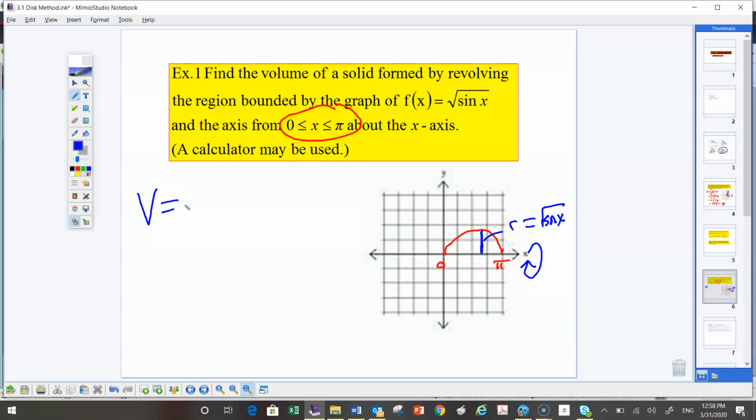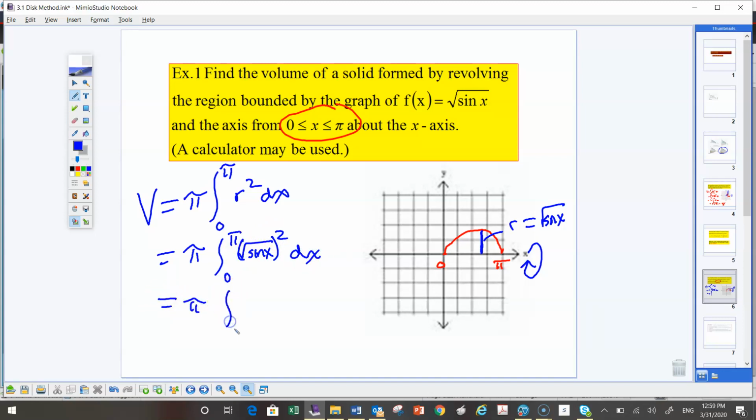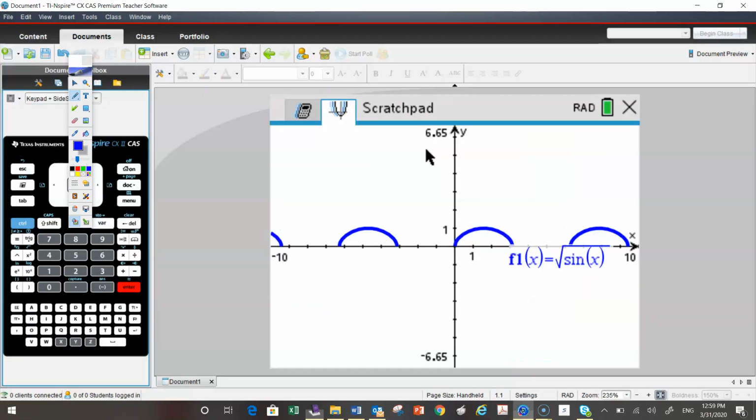So when I find the volume, I'll move the pi out front right away, the integral from 0 to pi of my radius squared. In this case my radius is the function root sine x, so it's root sine x all squared dx, and this works out quite nicely because if I square a root, the root disappears. So basically I need to integrate sine from 0 to pi, evaluate that, and multiply by my constant pi. Again, we'll use our calculator here.